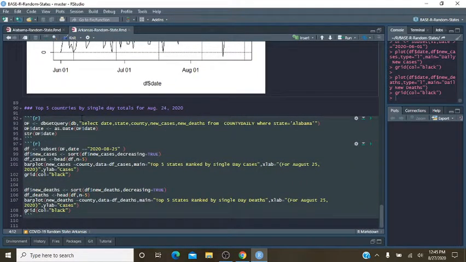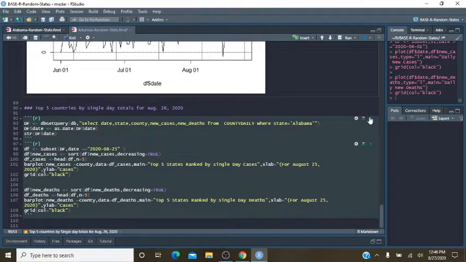Top five counties as of the 26th. So we're plotting the cases and deaths for the daily total for the 26th. So it could have been higher yesterday, but that's not what we're concerned with.